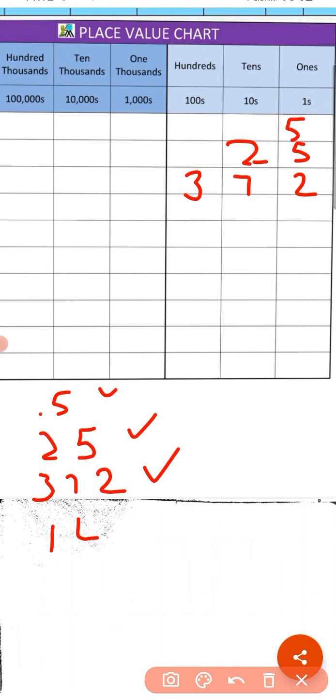Now 4 digit number. Okay. 5 in ones column, 7 in tens column, 4 in hundreds column, and 1 in thousands column. Here there are two groups. Which are the two groups? Thousands and ones. Okay. One is in thousands group, so put a comma. One in thousands group and 475 in ones group. Read it as 1,475. Okay.